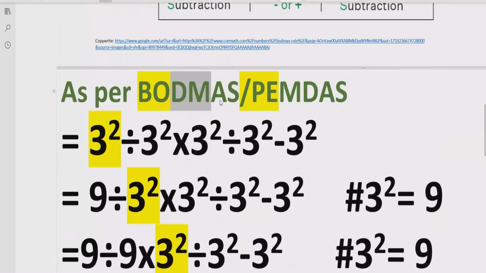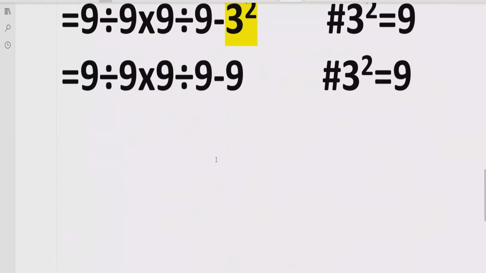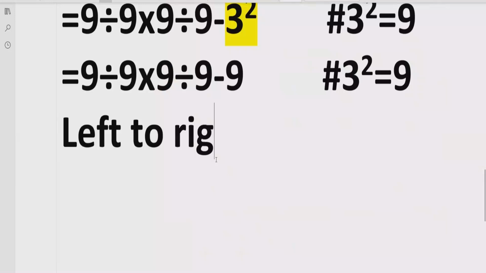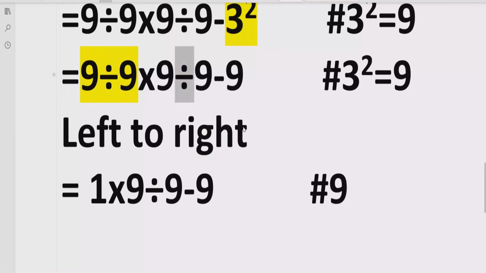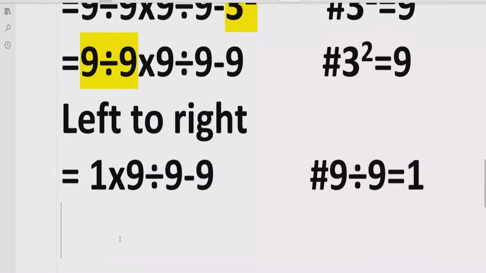Now we have to look at division and multiplication. We go left to right in this expression and find which comes first. First we have this division, which is 9 divided by 9. So it becomes 1 multiplied by 9, and again divided by 9 minus 9. Here we give the reference: 9 divided by 9 equals 1. Now we have solved this part.